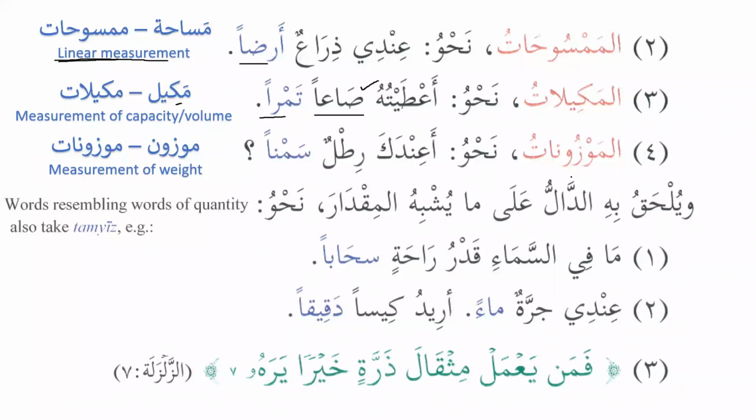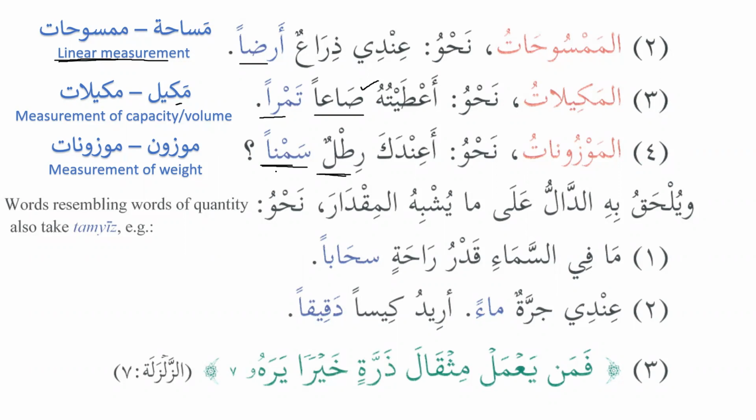Then we have al-mawzunatu, mawzun, as we know that wazana yazinu, and then we have wazinun, and then we have mawzunun, something that is weighed. So the plural is mawzunat, measurement of weight. Nahu indaka ritlun samanan. Again, ritlun is an ancient way of measurement. So we say ritlun samanan. Samanan can be oil, or it can be butter in the form of oil. So do you have a ritl of oil or butter that is in the form of we say sa'il, that is in the form of liquid?